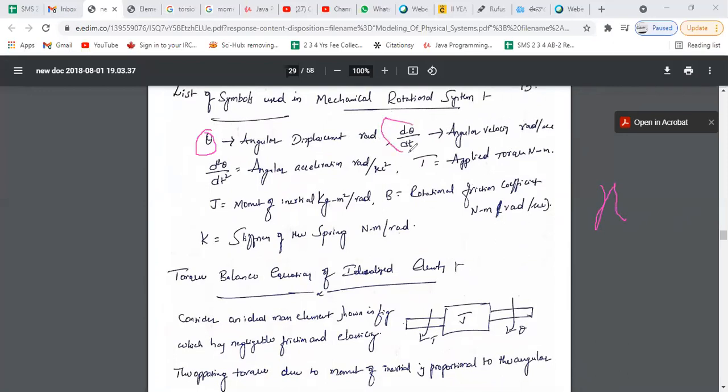But in the rotational system, the displacement is angular displacement, and the velocity is d theta by dt, which is angular velocity omega. The acceleration is d square theta by dt square. And T or tau is the applied torque. J is the moment of inertia of the mass. B is the rotational friction coefficient of the dashpot. K is the stiffness of the torsion spring. So these are the basic information about the mechanical rotational system.